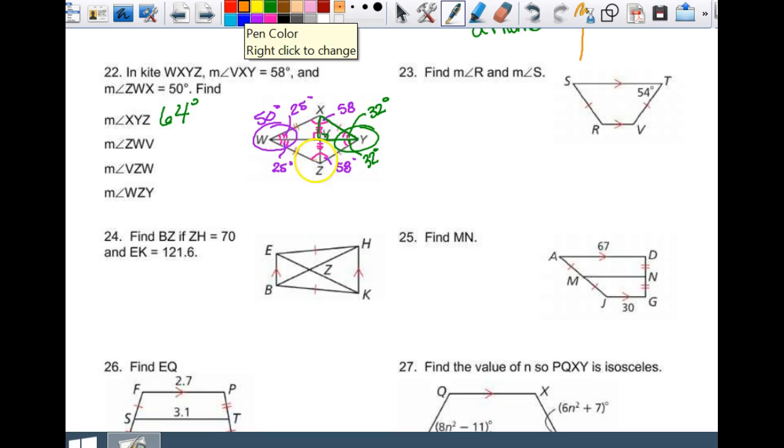Then ZWV, this angle right here. Well, I've already decided that since the whole thing was 50, that has to be 25, so I already figured that one out. BZW, this one right here. Well, again, this is a right angle, so it's a right triangle, so these two angles here have to be complementary. So 90 minus 25 is 65, so this is 65 degrees.